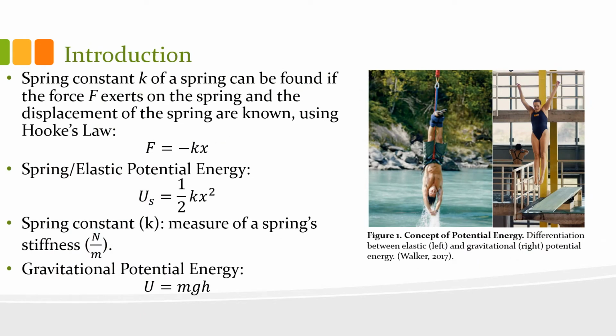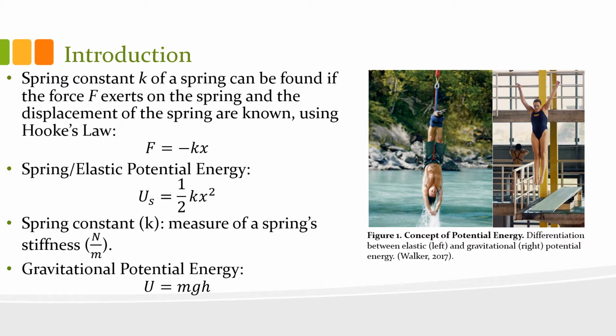Introduction. The spring constant of a spring can be found if the force exerted on the spring and the displacement of the spring are known, using the famous Hooke's law: F equals negative k times x. F is the amount of force exerted on the spring, k is the spring constant, and x is the displacement of the spring when it is stretched or compressed.